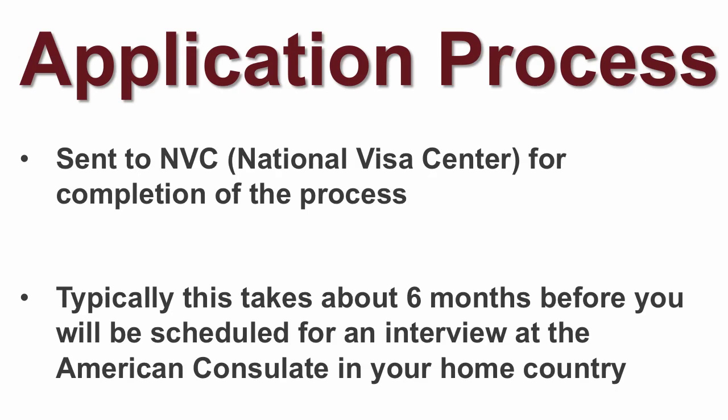Once your application or petition is approved at the USCIS level, it is then sent to the National Visa Center, or the NVC, for the completion of the process. This typically takes about 6 months before you'll be scheduled for an interview at the American consulate in your home country. Now, this period of time, let's say 6 months with the USCIS and 6 months with NVC, is generally about a year, and that would be for an immediate relative classification. For the family-sponsored classification, you have to look at the waiting period or quotas.